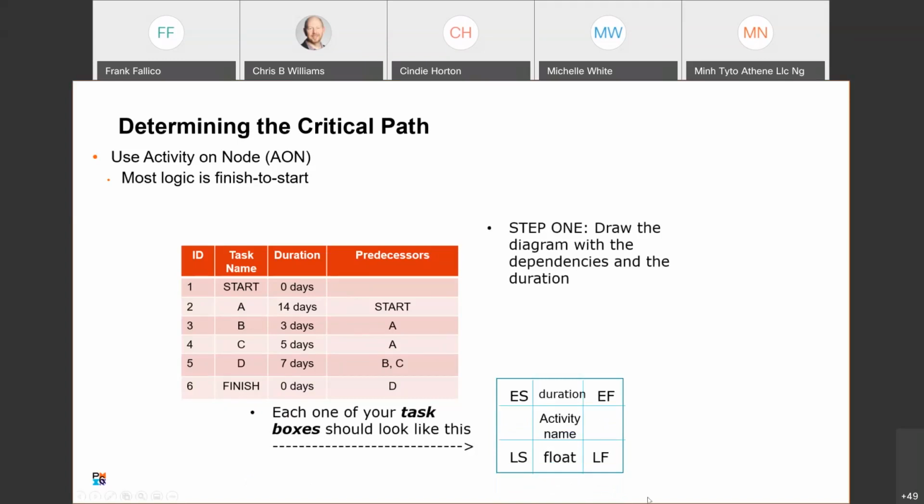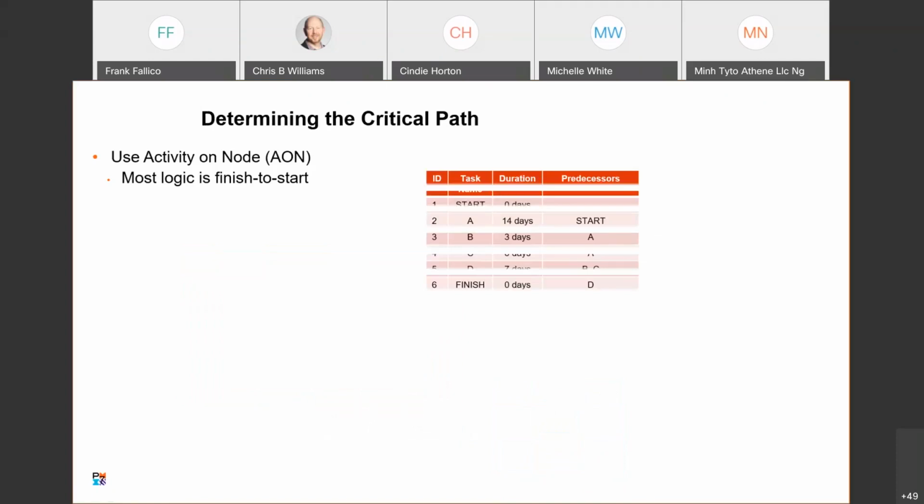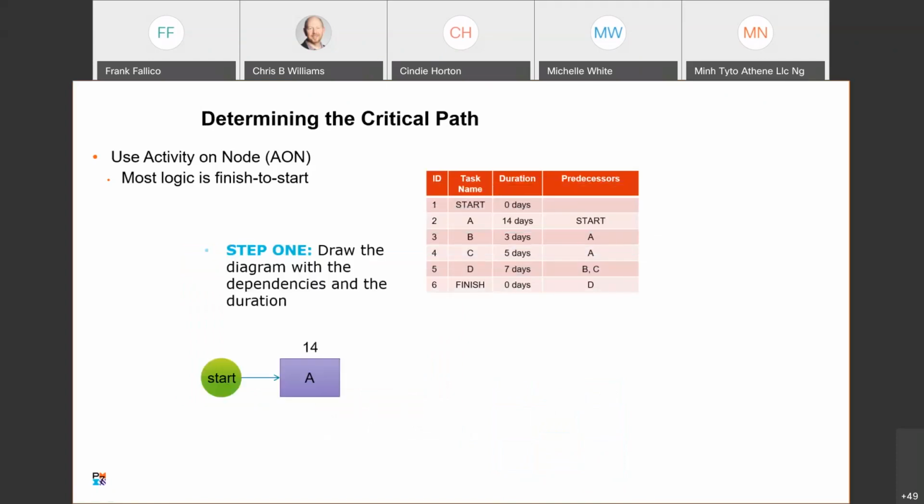Okay. So again, as you can see here, each one of the task boxes is going to represent task A, B, C, and D. We're going to put A where it says activity name, and then we're going to be building the rest of the details around that activity name as we go forward. Let's go ahead and build it.